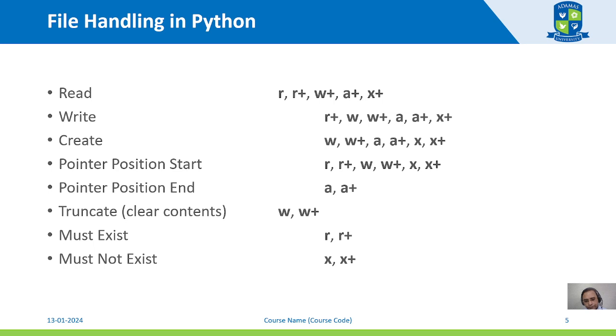In case of R and R plus mode, the file name which we are mentioning within the open function has to exist. That means it must exist, otherwise it will give an error. Must not exist, that means if the file is not existing, there will not be a problem. If we open the file in X or X plus mode, that is exclusively, if the file does not exist, it will create the file and it will perform the operations.